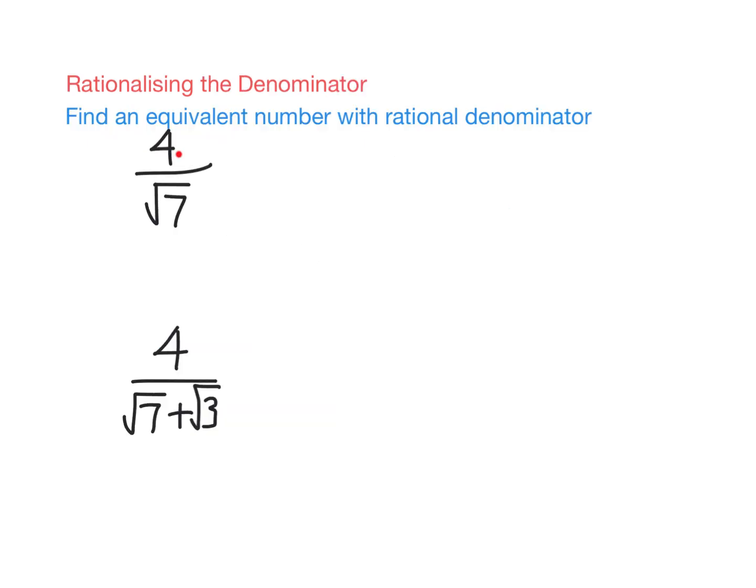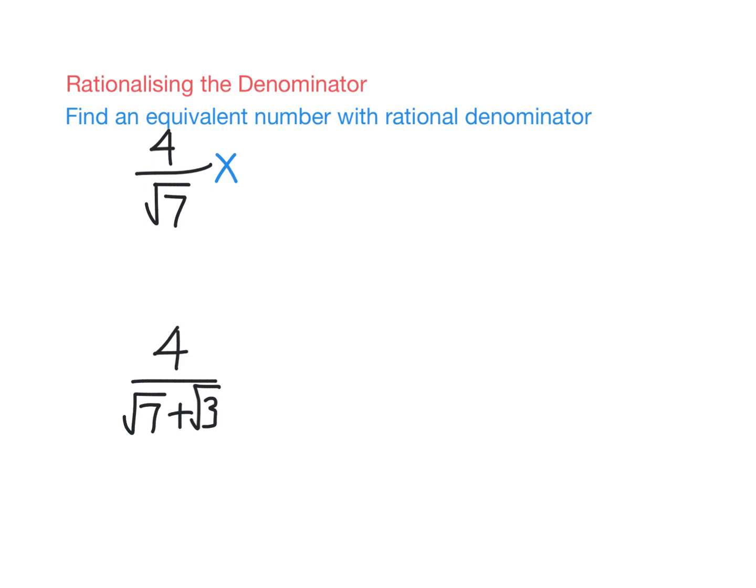So if we look at something like 4 over root 7, its denominator is irrational. So when we rationalize the denominator, we don't want to change the value of this number. We want to find a number that has the same value but has a rational denominator. So what we're going to do is times top and bottom by something to make this rational. What could I possibly times by root 7 to make it rational?